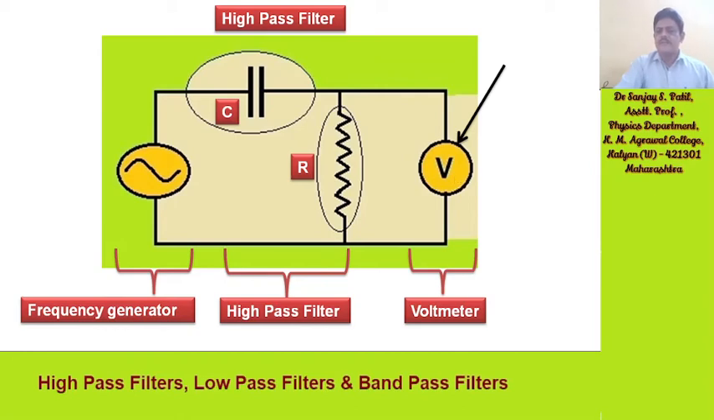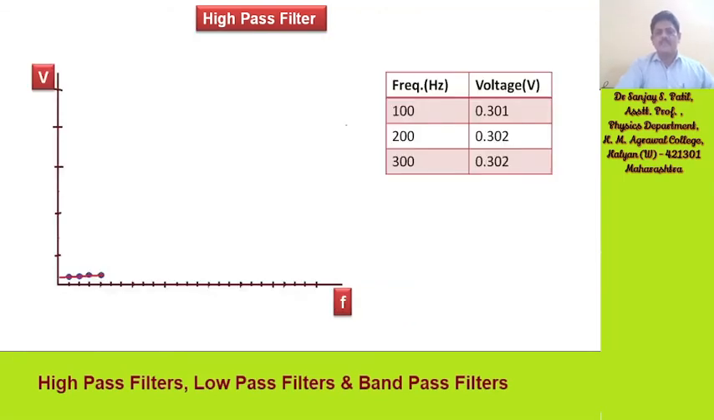Whatever frequency we are providing from the frequency generator, the corresponding voltage is to be measured with this voltmeter. Whatever voltage we are getting, write it in tabular form, corresponding to each frequency. See here, if we are providing 100 Hz, the voltage is 0.301. If we are providing 200 Hz, then the voltage is 0.302 volt. If we are providing 300 Hz, then the voltage is 0.303, and so on.